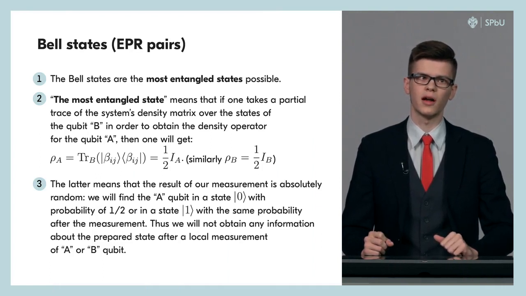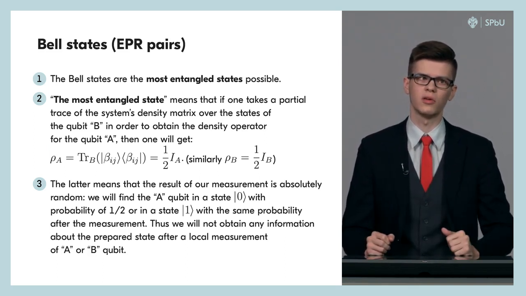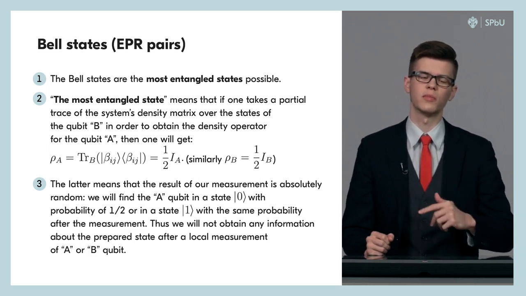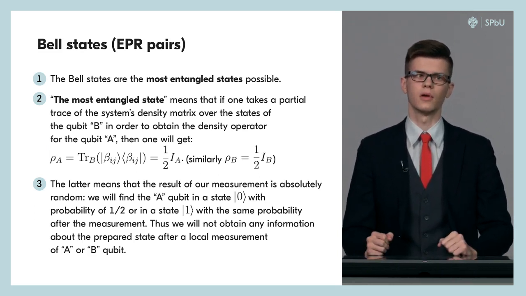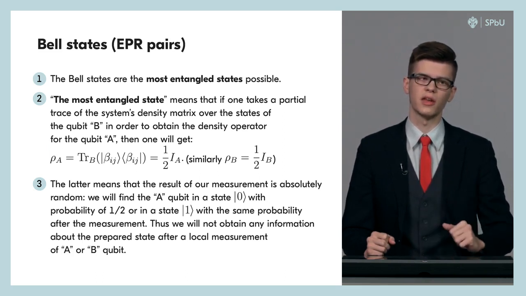Moreover, the Bell states are the most entangled states possible for a system of 2 qubits. This means that if one takes a partial trace over the states of qubit B from the density matrix of the 2-qubit system A plus B, then one obtains a density matrix for qubit A equal to the unit matrix multiplied by a constant. We recall that the density matrix of a pure state is just a projection on that state. For instance, let us consider the same state β11. So, we have a density matrix ρ_AB, which is a projection on the state β11.